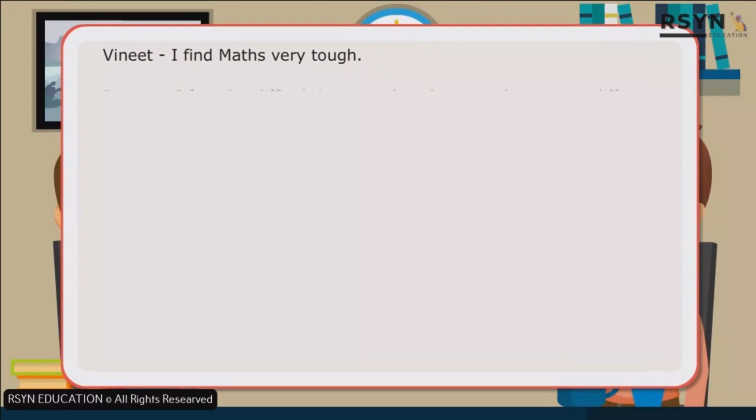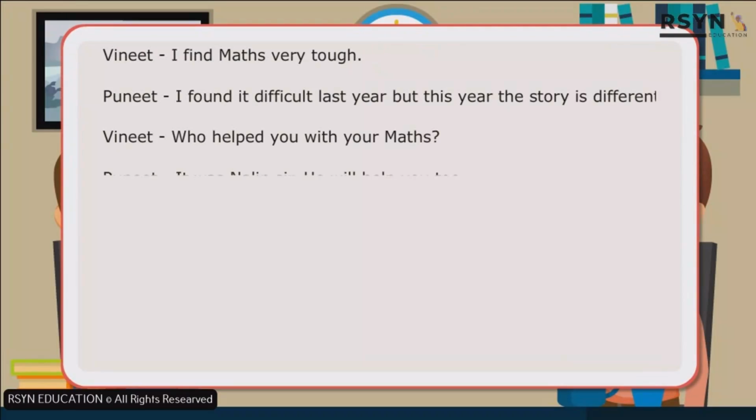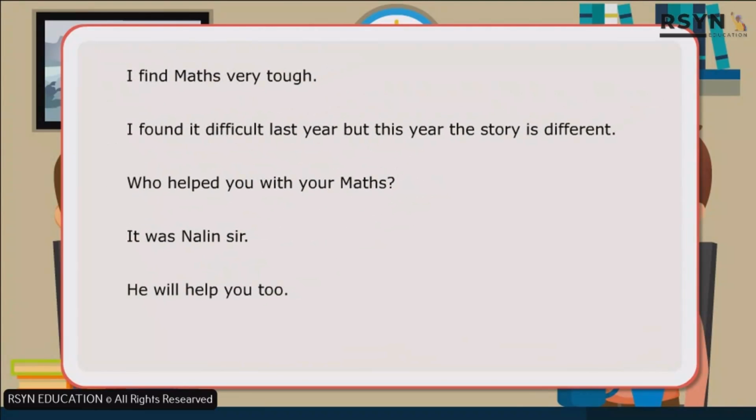In the conversation, the boys have spoken about happenings at different times using different forms of verbs. Here are some examples of verbs showing different tenses.